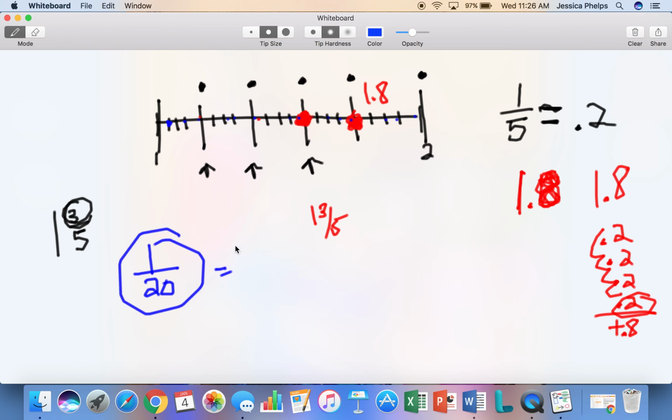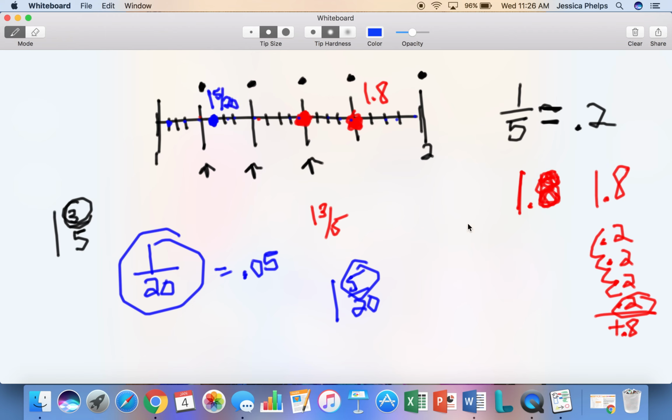And if you want to do that in decimals, you would do 1 divided by 20, and that would be 0.05. So if I told you to find 1 and 5/20ths, then I'm looking for the fifth hash mark. Again, not counting the first one. So 1, 2, 3, 4, 5. So it'd be right here. This would be 1 and 5/20ths.